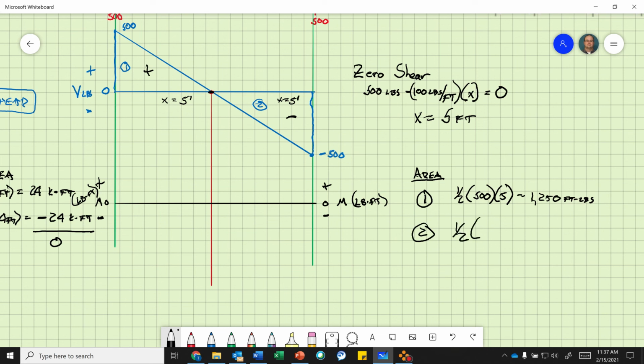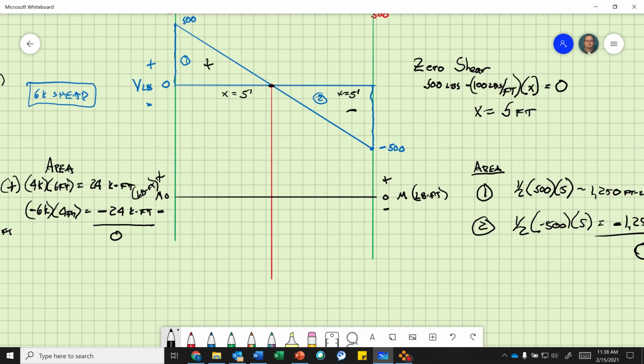Okay. So area 2, I get 1/2. So now I have a negative 500, right? Because I have a negative, my height is a negative 500. It's a negative shear because I'm on the bottom side of my shear curve times 5, and I get a negative 1,250 foot-pounds. Okay, now, I could have several areas across the shear curve. I want to make sure that equals 0.